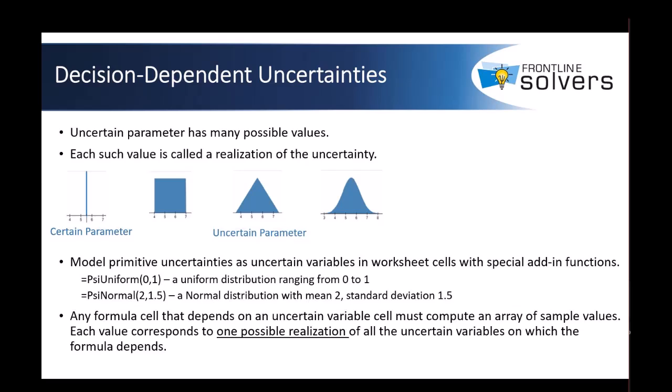A certain parameter has a single known value. You can think of an uncertain parameter as having many possible values. We call each such value a realization of the uncertainty.